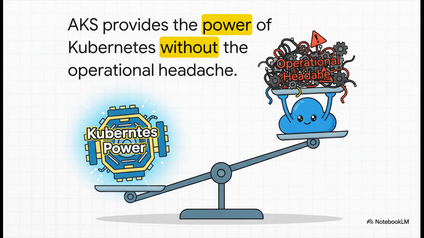And really, if you're going to take one thing away from our explainer today, let it be this. It all boils down to this single sentence. With AKS, you get all the incredible power, the flexibility, and the scalability of Kubernetes, but Microsoft manages the underlying complexity and the operational burden for you. This frees up your teams to focus on what they do best, building amazing applications.